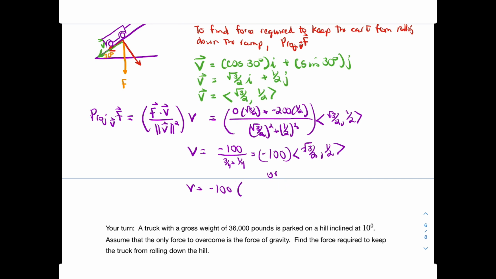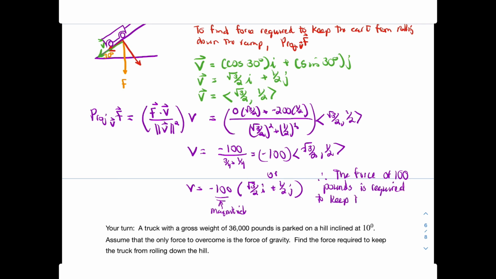So writing this in standard unit vector form, we have negative 100 times the square root of 3 over 2 i plus 1/2 j. Remember, the number out front is our magnitude. So if our magnitude is negative 100, then the force required to hold the cart is a force of 100 pounds, since our unit of measurement is pounds. So a force of 100 pounds is required to keep the cart from rolling down the ramp.